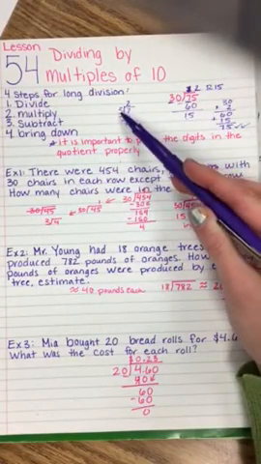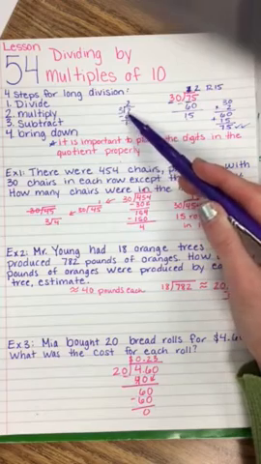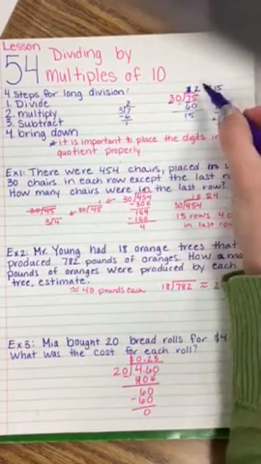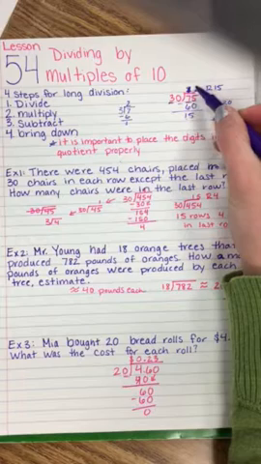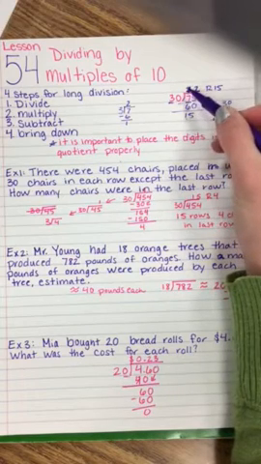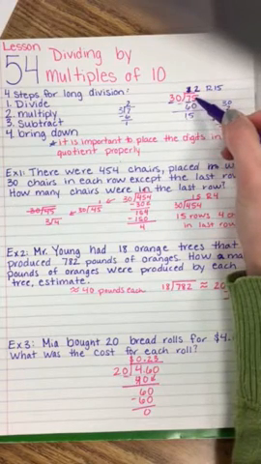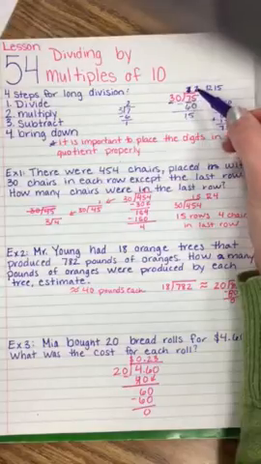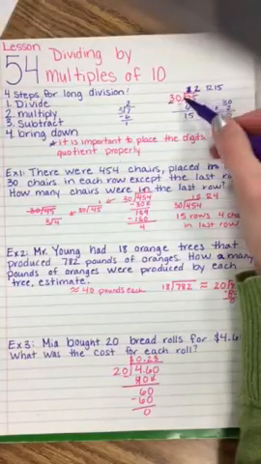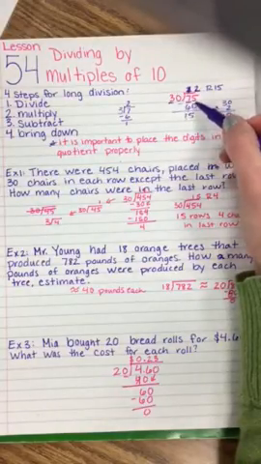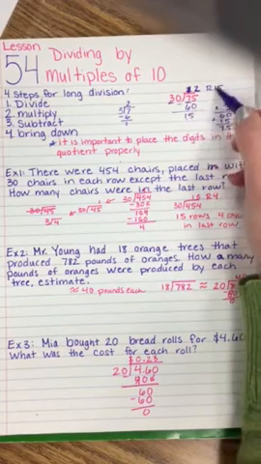So we do 7 divided by 3. 3 can go into 7 2 times. We put that 2 in the ones spot because 30 can't go into 75 20 times. It can go into it 2 times. 2 times 30 is 60. And then that gives us a remainder of 15.